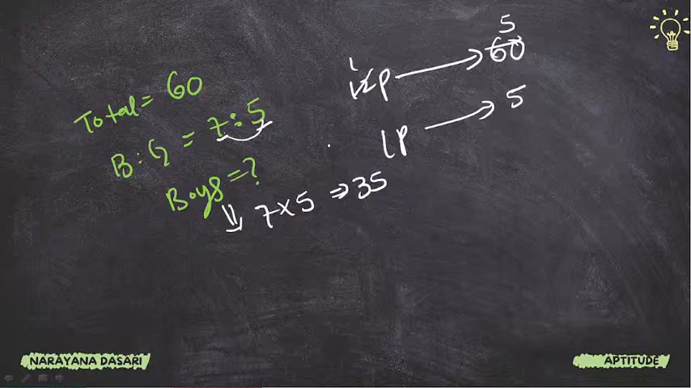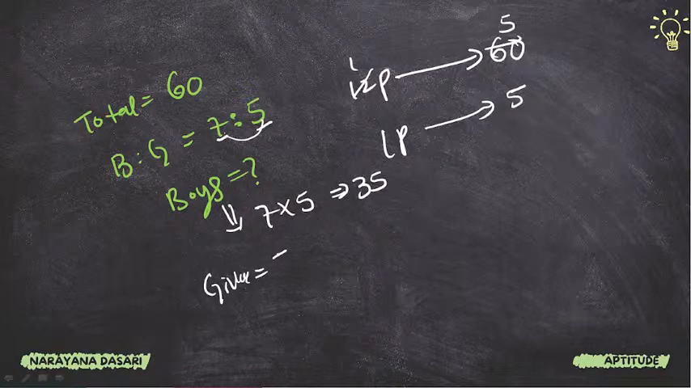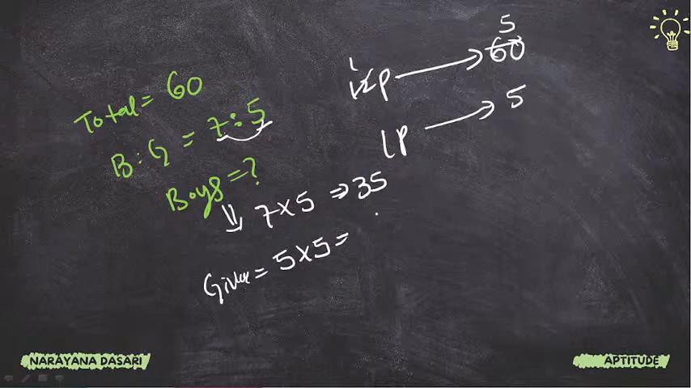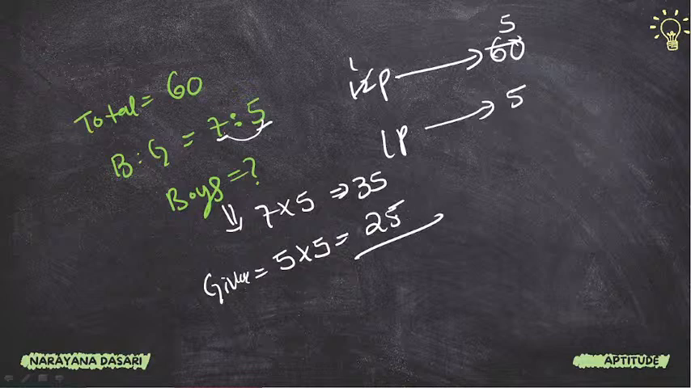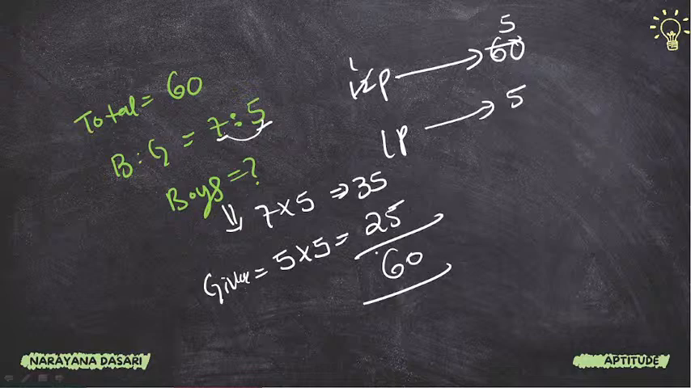So total how many boys are there? 35 members. If you want to find out the girls, girls is how many parts here? 5 parts. One part is how many members? 5 members. 5 fives are 25. Girls, how many members are there? 25 members. Boys, how many members are there? 35 members. Total how many members? 35 plus 25, 60 members are there.